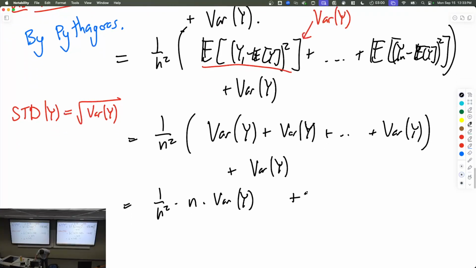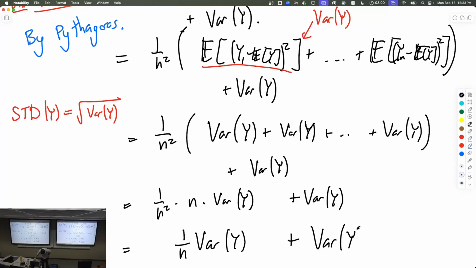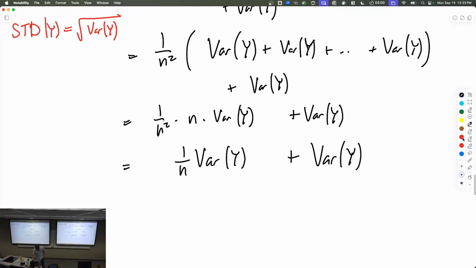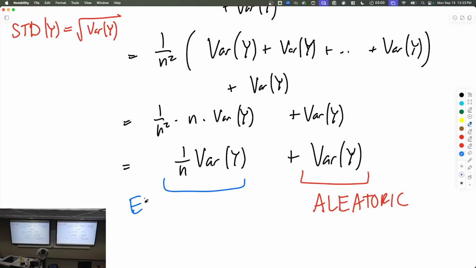Let me put that one over here. Okay, and now there's a nice simplification. 1 over n squared times n is a 1 over n. So 1 over n times the variance of y plus the variance of y. And this really is the decomposition I promised you. The variance of y, this is the aleatoric irreducible error. And this is the epistemic error. And you see it has a 1 over n.